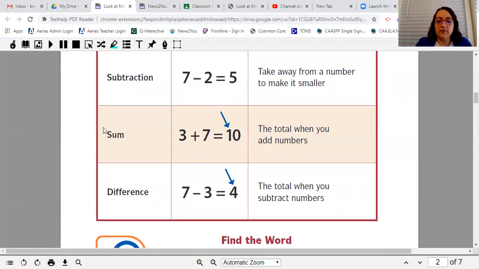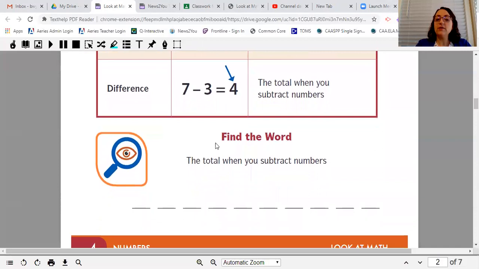So then there's a sum. So 3 plus 7 equals 10. A sum is the total when you add numbers. So that 10, that's our sum. And the difference, which is 7 minus 3 equals 4, that's the total when you subtract numbers. So remember, sum will be addition and the difference will be subtraction.